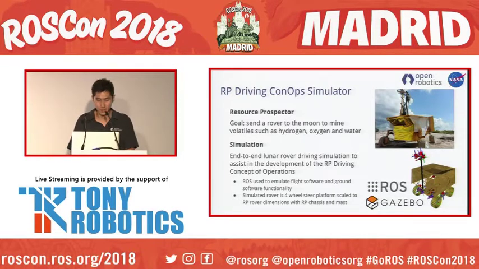On the Gazebo side of things, the simulated vehicle is the one you're seeing on the bottom right. It's a simplified version of the actual rover, but scaled to fit the dimensions and mass of the actual rover. It's also only using passive suspension as opposed to active, and that was fine for the driving experience that we were doing at the time.